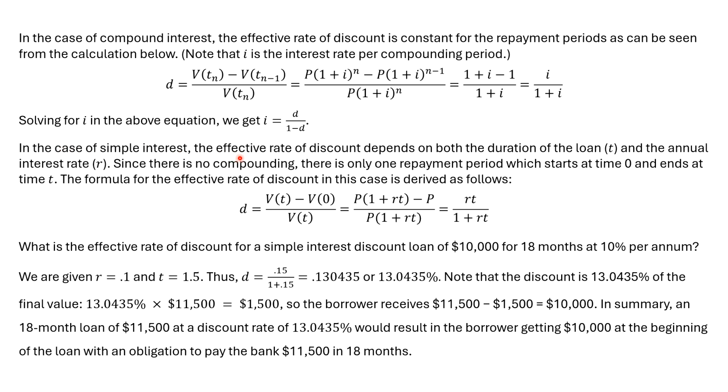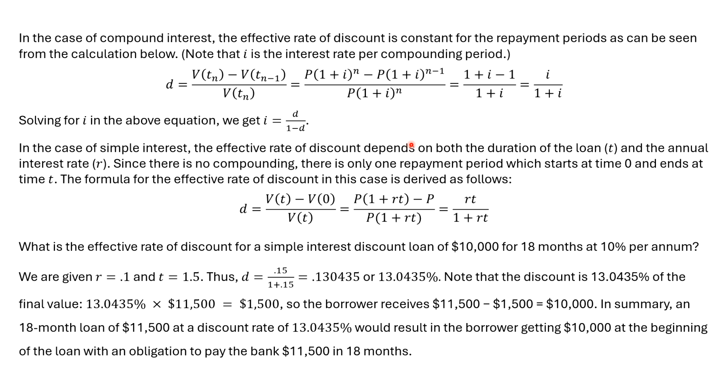In the case of simple interest, the effective rate of discount depends on both the duration of the loan, T, and the annual interest rate, R. Since there's no compounding, there's only one repayment period, which starts at time 0 and ends at time T when you have to pay the loan back.